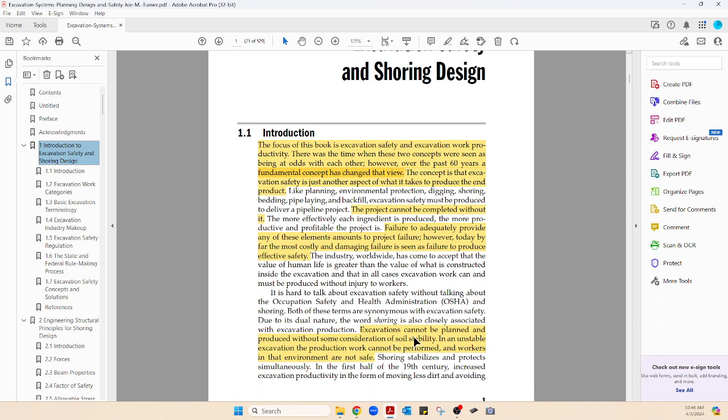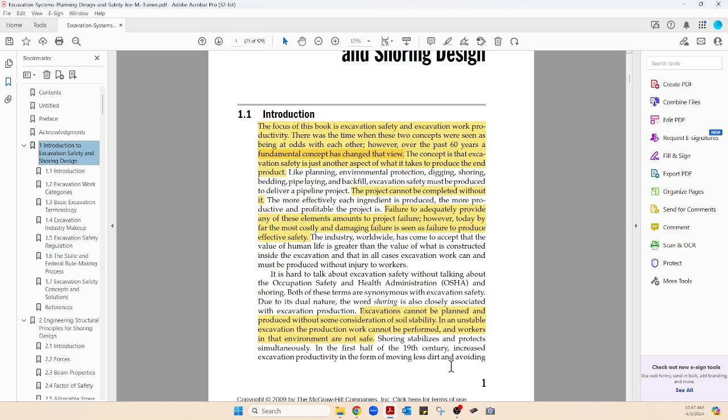I have this that says we can't plan and produce without consideration of soil stability. In an unstable excavation, the production work cannot be performed and workers in that environment are not safe. Shoring stabilizes and protects simultaneously.